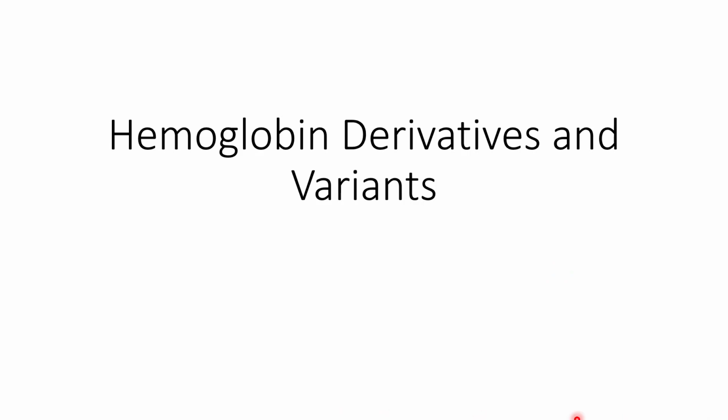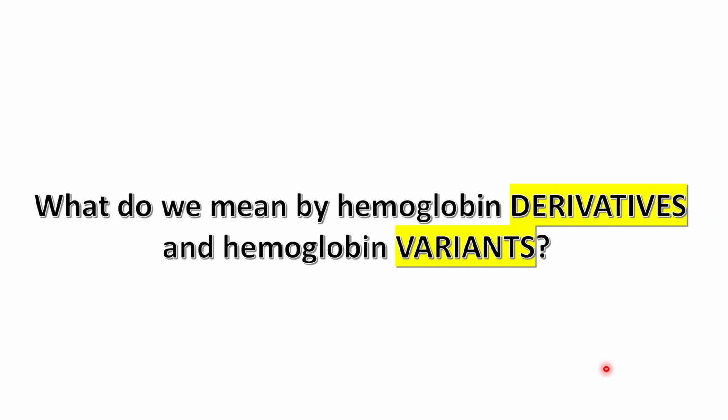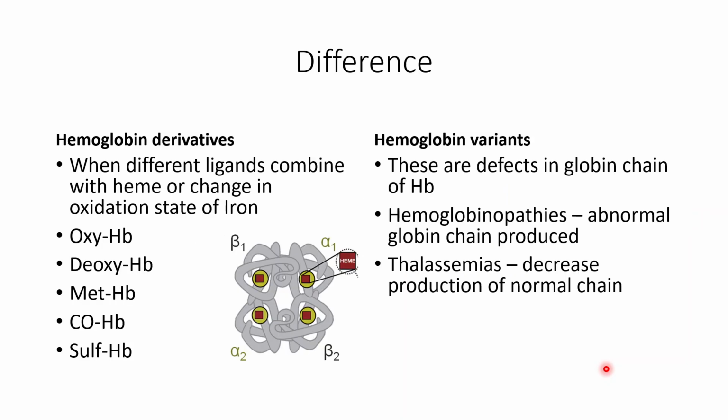Now today let us look at yet another very important topic, which is what are hemoglobin derivatives and hemoglobin variants. So first, what do we mean by hemoglobin derivatives and hemoglobin variants? What do these two different terms mean? Let us look at the difference. Hemoglobin derivatives means when different ligands combine with heme or there is a change in oxidation state of the iron.